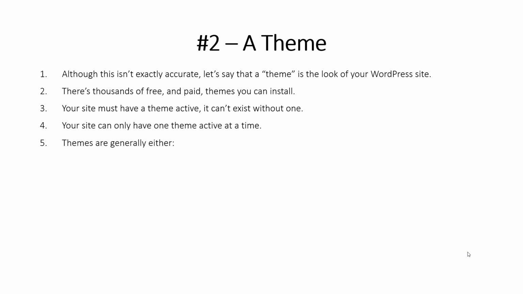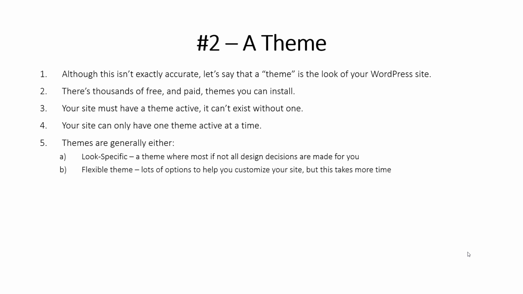Themes are generally either look specific, a theme where most if not all design decisions are made for you. For example, a theme for gardening businesses. Most of the decisions would be made, you just have to change your content and maybe add some photos. Flexible theme. These give you lots of options to customize the header, the footer, all sorts of things about the site, but this takes more time because there's a lot more decisions to make than a look specific theme. Or very basic theme, which is a simple theme that's meant to work in combination with a page or site builder. For example, the Hello theme and Elementor.